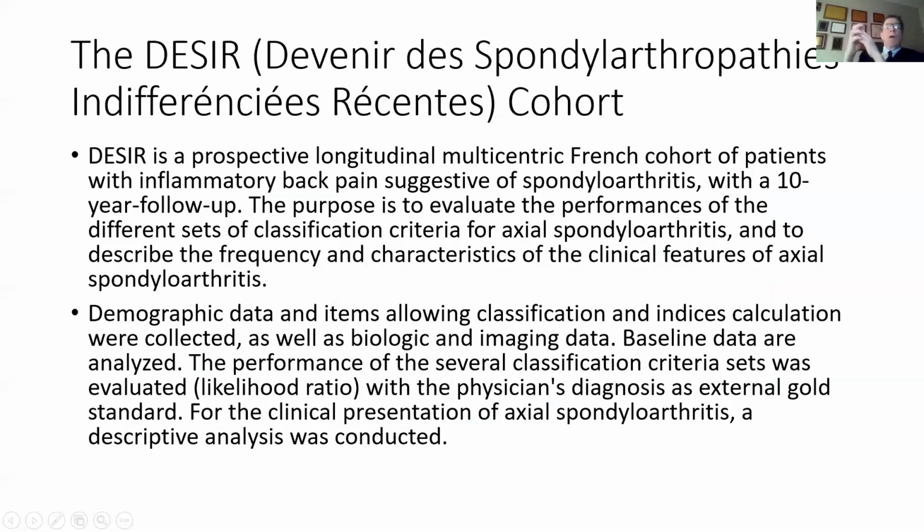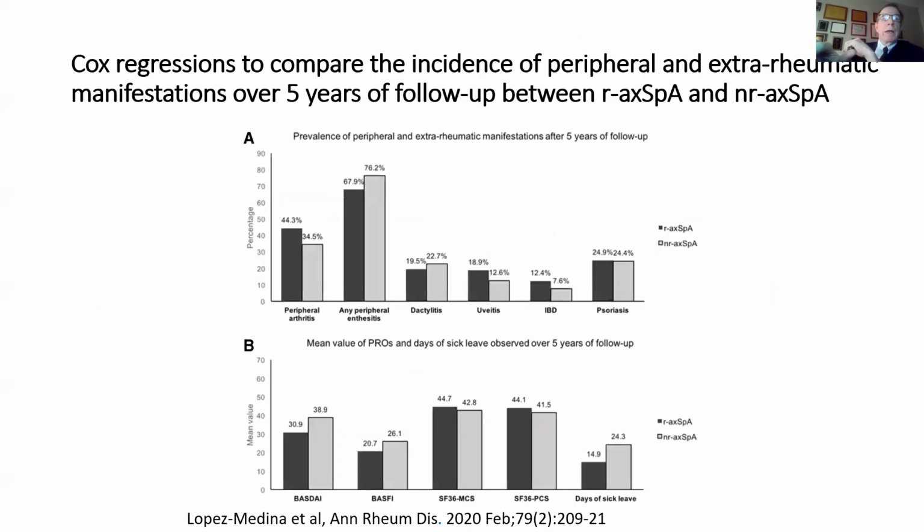The DESIR cohort is particularly interesting because this is a longitudinal multicenter French cohort of patients with inflammatory back pain, suggestive of spondyloarthritis, and the key thing about this cohort is that they're following them for up to 10 years. They collected a whole bunch of demographic data to specifically allow classification and to look at follow-up for progression from axial SpA to ankylosing spondylitis.